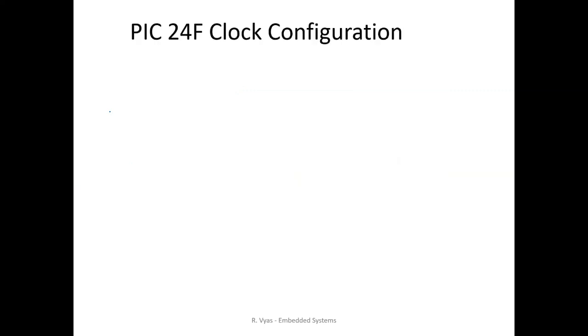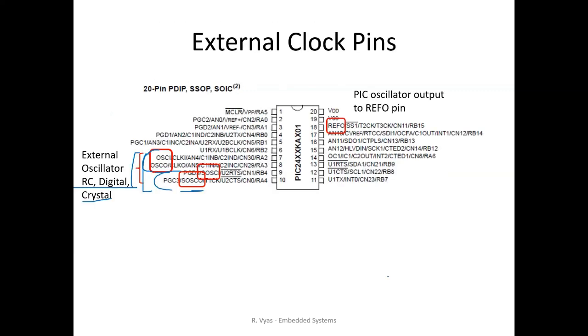And then you also have the REFO pin. The REFO pin basically lets you output whatever clock is inside the processor onto pin 18. This is useful if you want to verify the clock speed at which you're running.